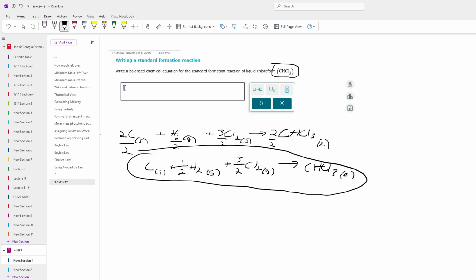So step number one, just write down each of the elements in their standard state. Balance it, number two, and then number three, make sure that we are showing the formation of only 1 mole of the CHCl3 or whatever your product is. Okay, these are doable, maybe a little tricky sometimes to get the standard states, but with a little practice we can do that. All right, my friends, we can do these.